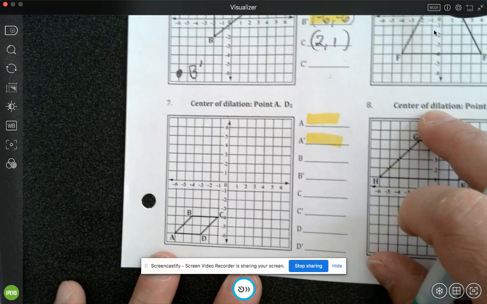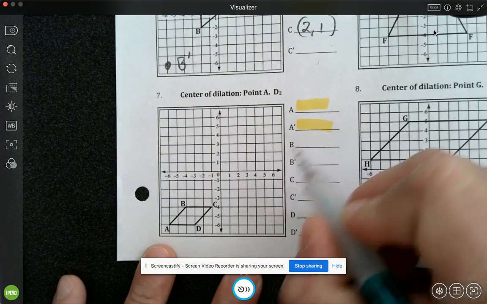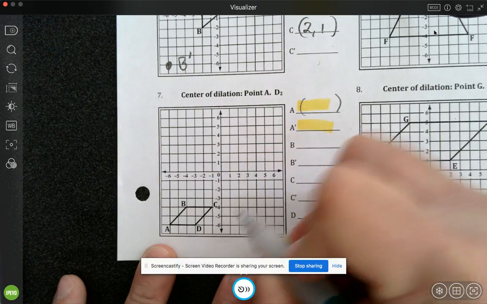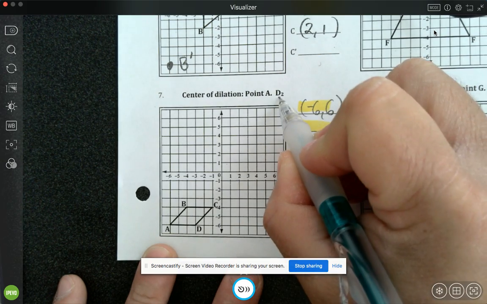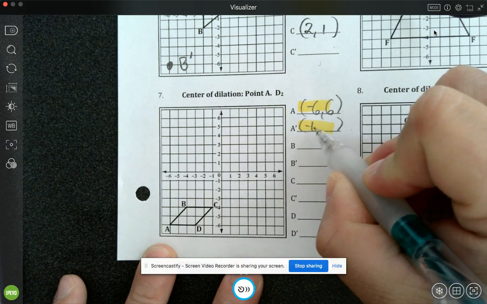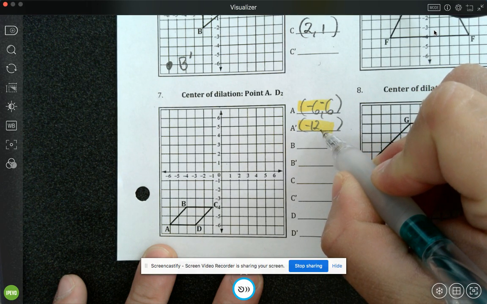This one, scale factor of 2. So this one you're going to have to come up with the original coordinates and the new coordinates. So A, regular A, is -6, -6. And then if I scale factor that by 2, I'm going to get -12.